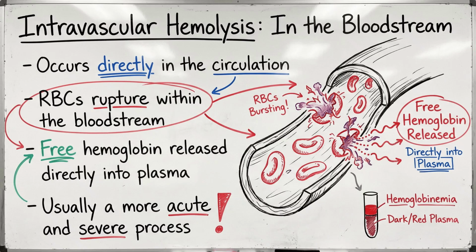When these cells burst, they release all their internal contents, most notably massive amounts of free hemoglobin directly into the plasma. This is usually a more acute, severe, and sometimes life-threatening process. The body is not designed to handle large amounts of free hemoglobin floating around in the blood. It's toxic to the kidneys and can cause serious complications. We see this in severe transfusion reactions, certain infections, and mechanical trauma to the cells.